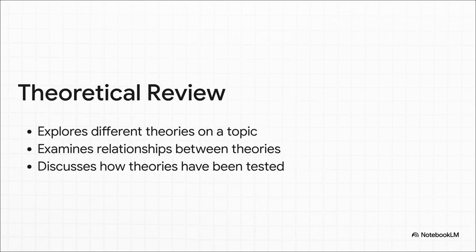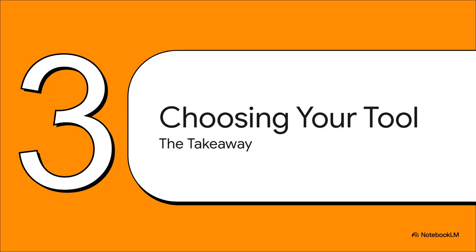And finally, we have the theoretical review. This tool is all about the big ideas, the concepts and theories that are the foundation of a field. You might use it to compare how 2 different schools of thought, like Freudian and cognitive theories, try to explain something like memory repression.